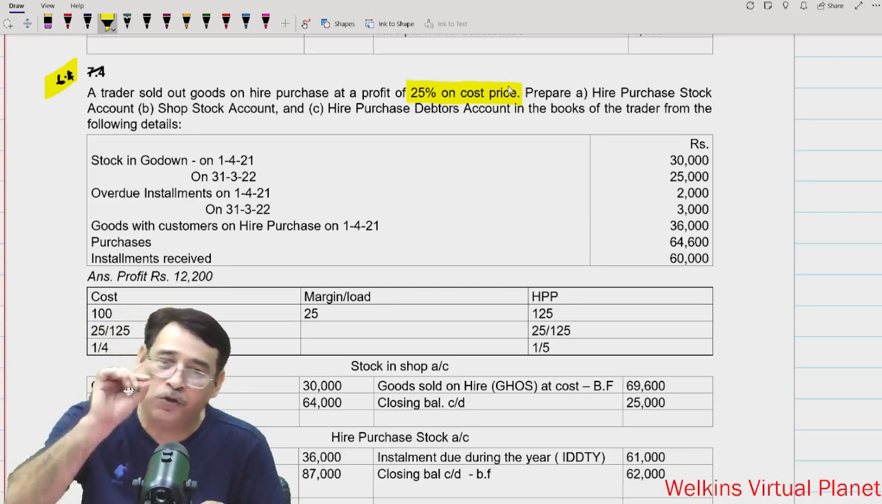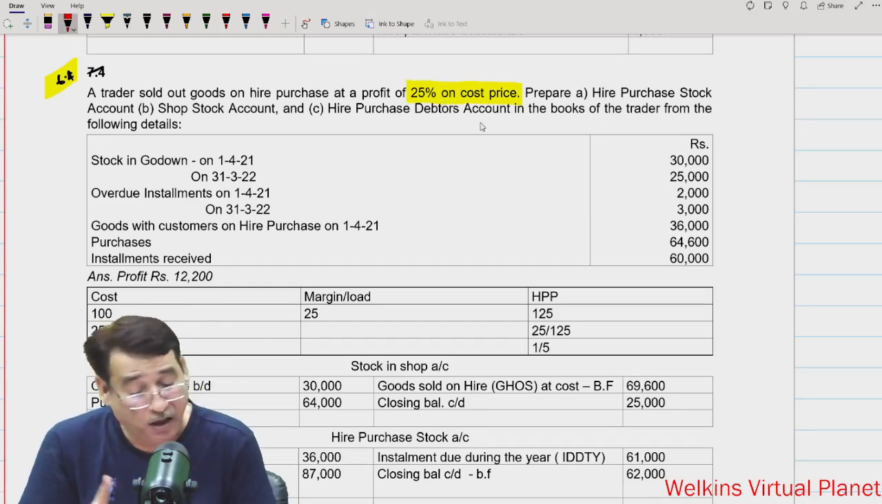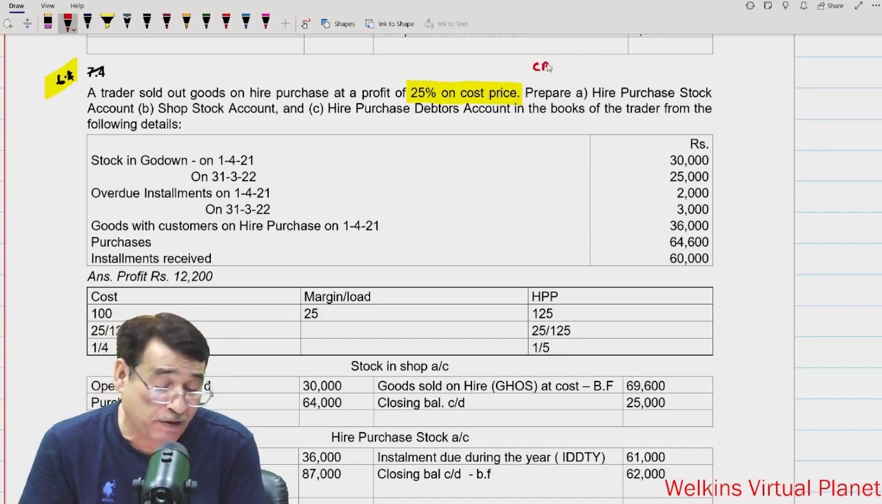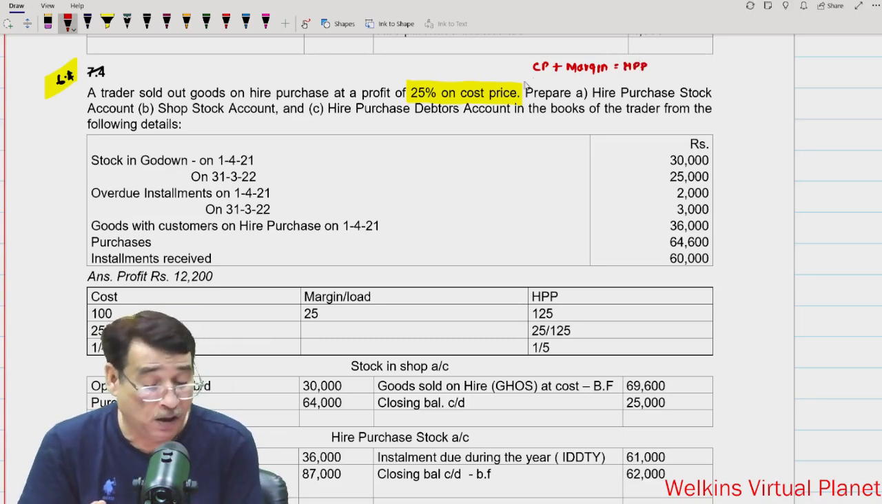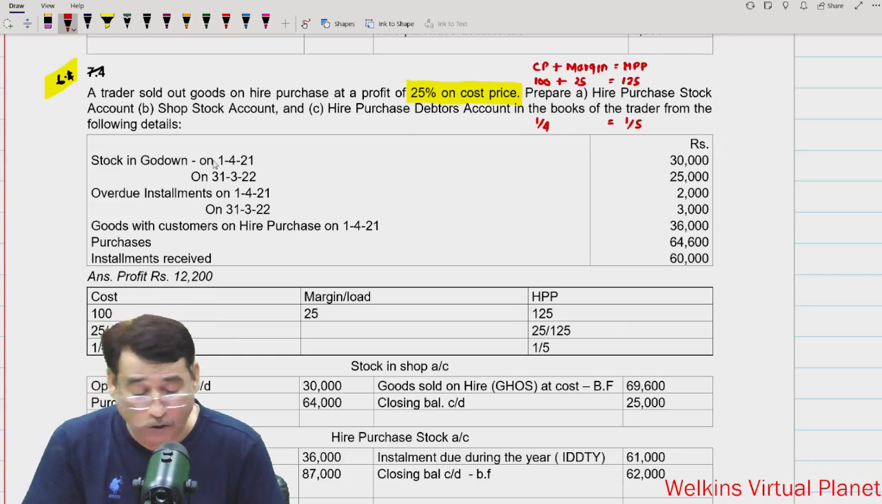Your first thing, as we used to do in branches, the moment you look over the rate, immediately find out the rate. Because rate is given on cost price, so cost plus margin is equal to higher purchase price. Instead of writing invoice price, here we are going to write higher purchase price. Rate is given on cost, I will presume cost as 100, margin will be 25, and higher purchase price will be equal to 125. Your rate of margin on cost will be 25 by 100, that is 1 by 4. And your rate of margin on higher purchase price will be 25 by 125, that is equal to 1 by 5. Correct? Now, we will look over the question.